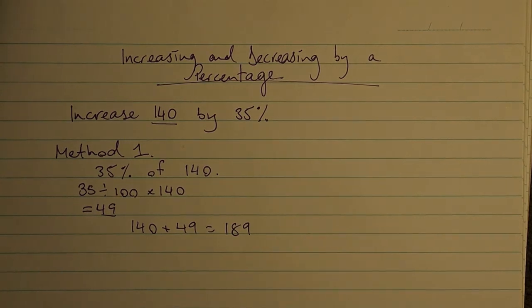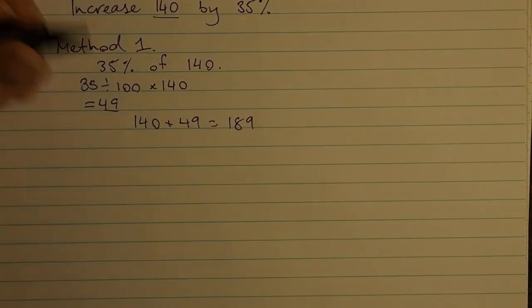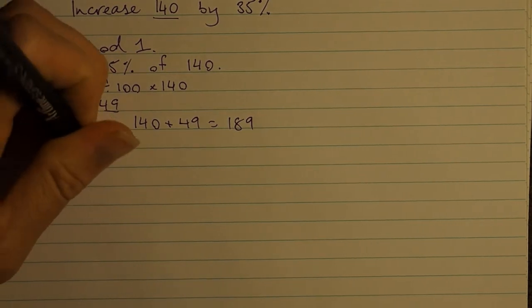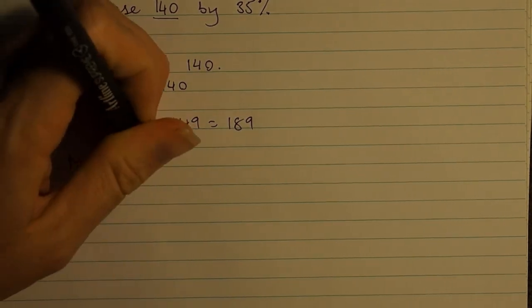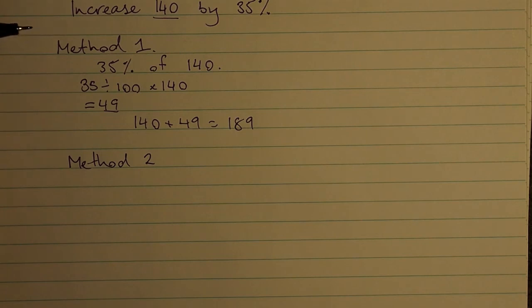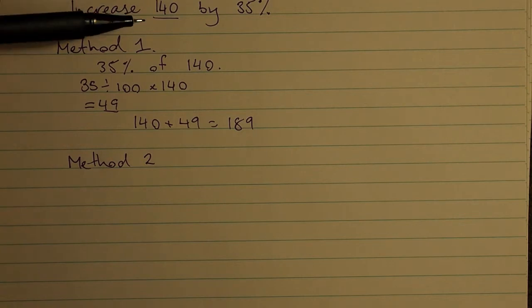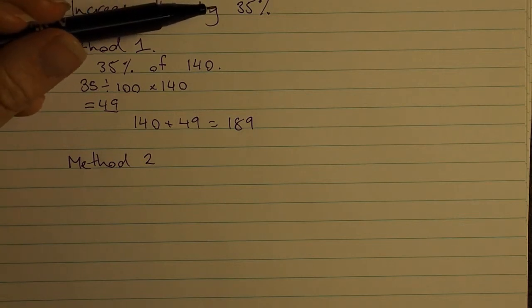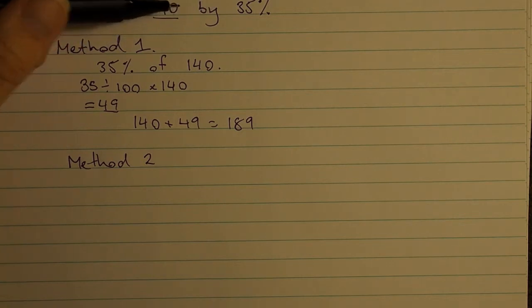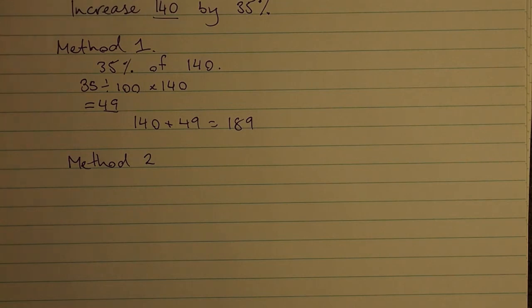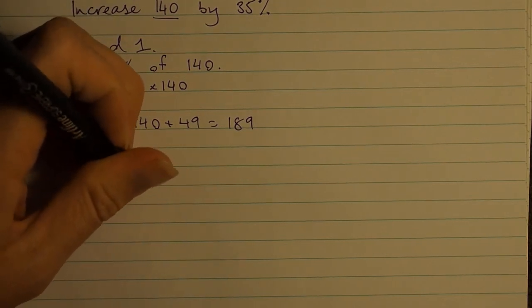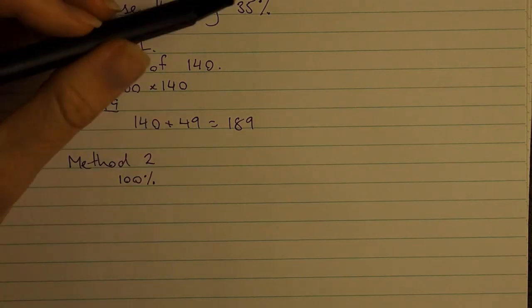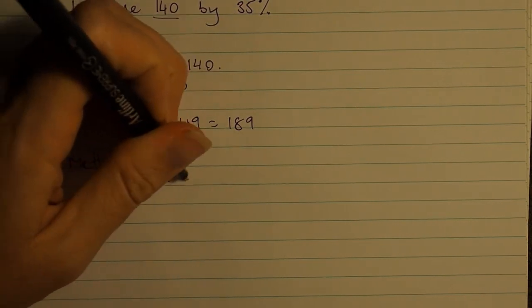Our second method that we're going to use today is slightly quicker, but as I said, you still might prefer the first method because it is quite clear and stepped out. So for our second method, if we're increasing 140 by 35%, we can think of 140 as being the whole amount. When we've got the whole amount, we're talking about 100%. Then we want to add an extra 35% onto that. So what we're really finding is 135% of an amount.